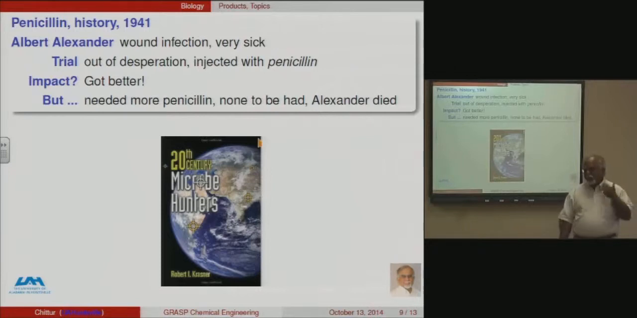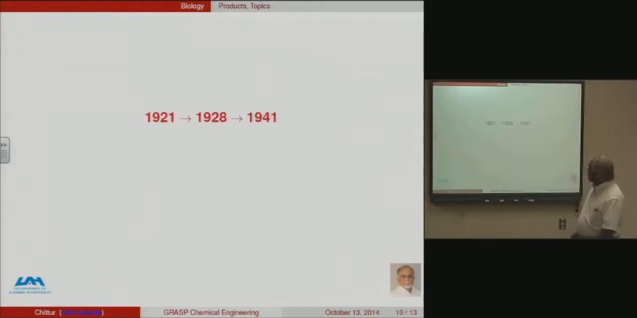And out of desperation, somebody actually injected this little boy, I think, Albert Alexander, with penicillin. And he actually got better. But of course, it turns out that they needed more penicillin, and there wasn't enough penicillin, so that patient, Alexander, actually died. But it proved that penicillin could stop infections. That is very important.